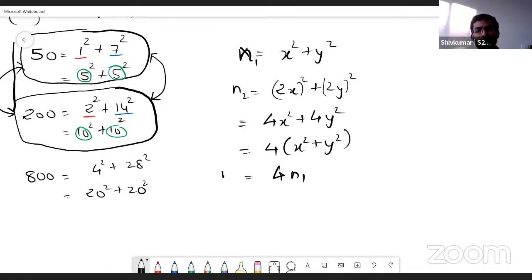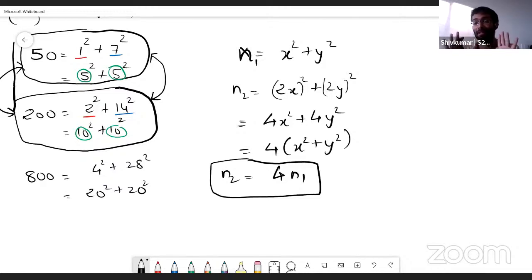So the second number is 4 times n1, right? So again, a simple property of exponents and the commutative and distributive law of multiplication. Fine. So instead of 2, if we multiply with 3, would that work? n2 will be 9 times n1. So I'll leave this question open for you to explore.